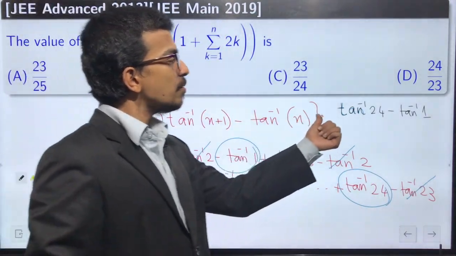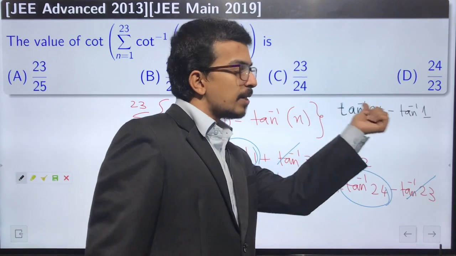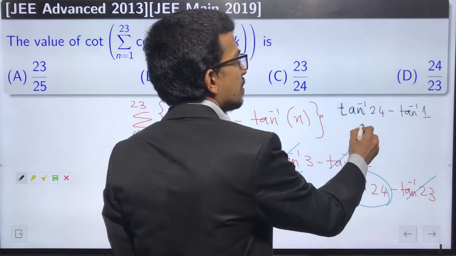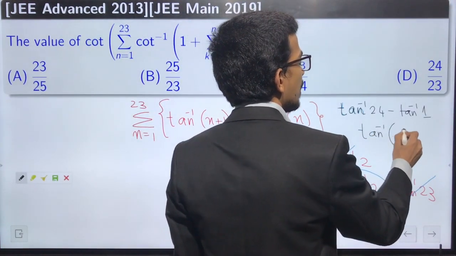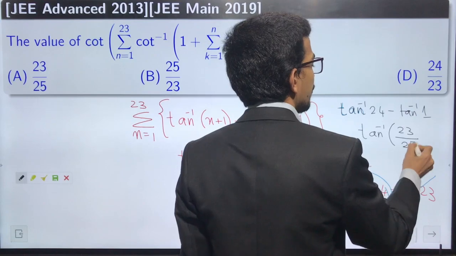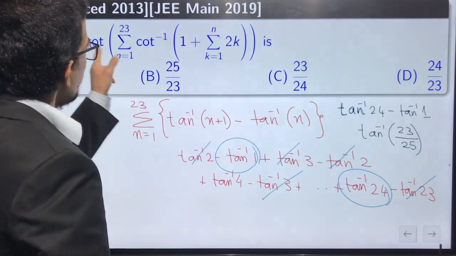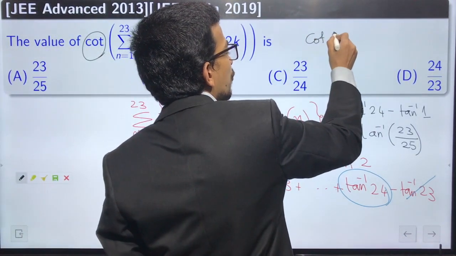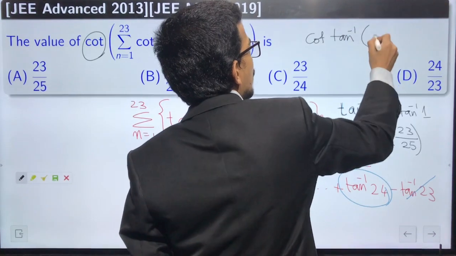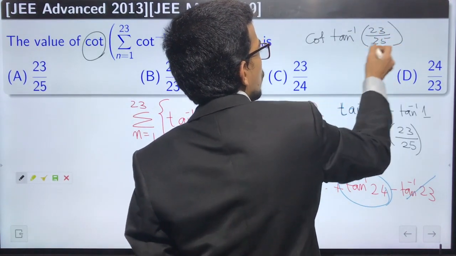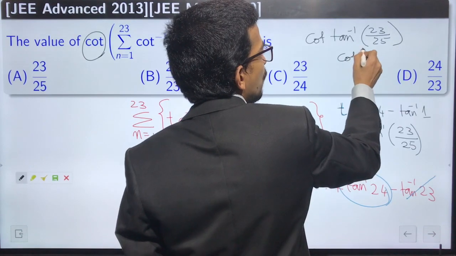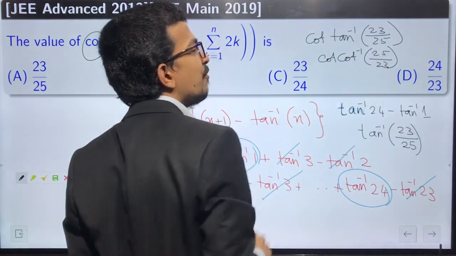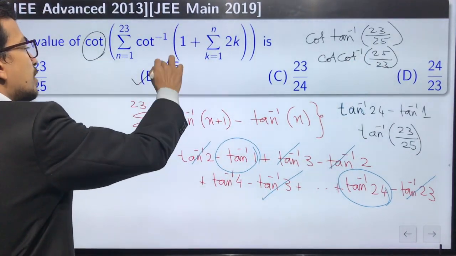Now again we can use the expression tan inverse x minus tan inverse y as what? Tan inverse of (x minus y) by (1 plus xy). So that is tan inverse of 23 divided by 25. Don't forget about the cot which is lying outside. So ultimately this is cot of tan inverse of 23 by 25. Now this tan inverse is nothing but cot inverse of 25 by 23. So the answer is 25 by 23. 25 by 23 is our answer.